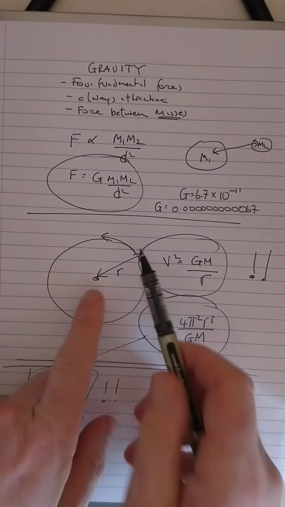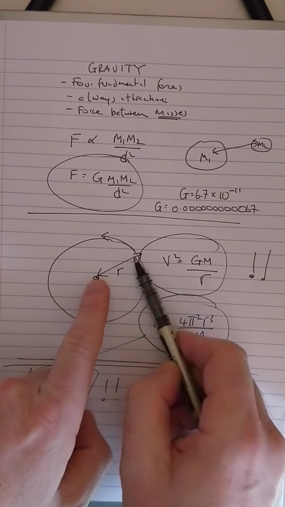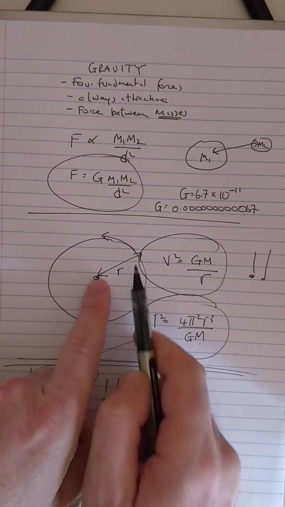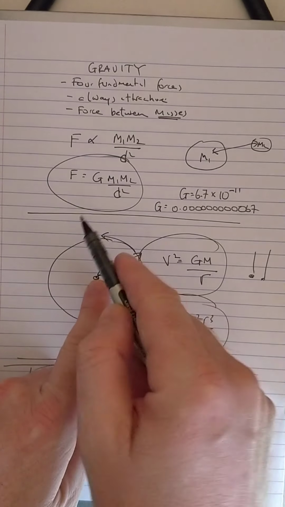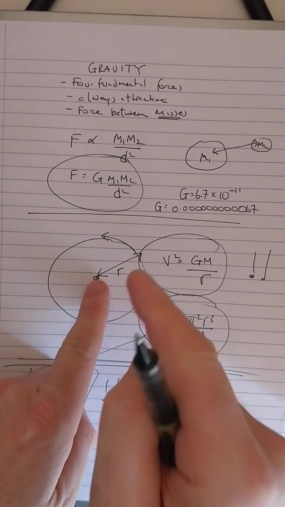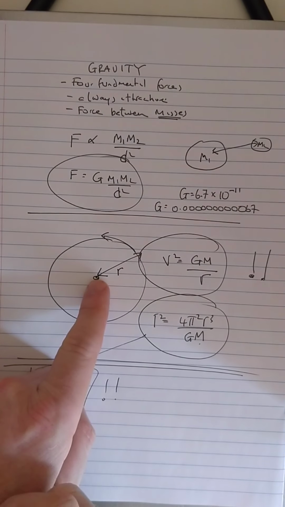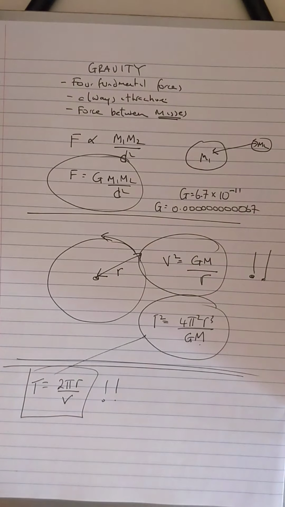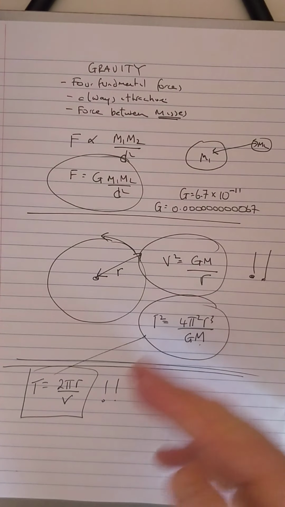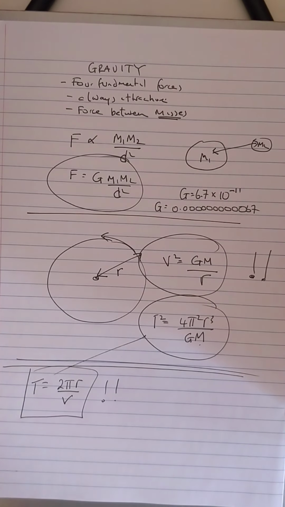What supplies the centripetal force to keep it going in a circle? That's the gravitational force. So the centripetal force is the gravitational force, and the calculations that we look at tomorrow in gravitation involve circular motion as well. So what you need to be able to do is understand your circular motion, understand these formulas, and then we combine them and it goes from there.